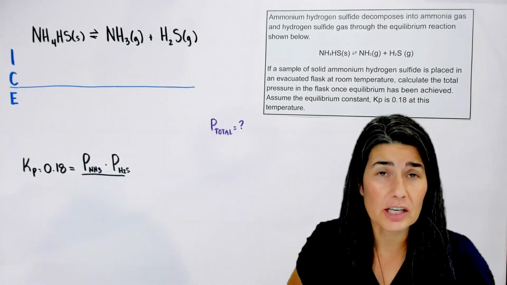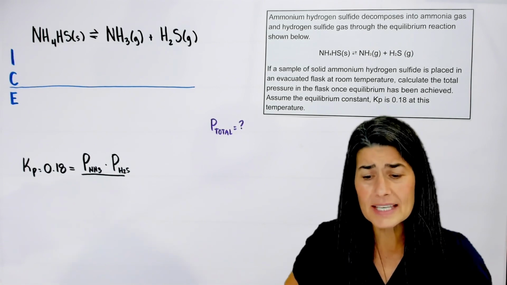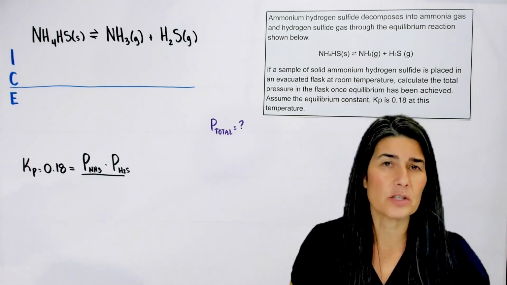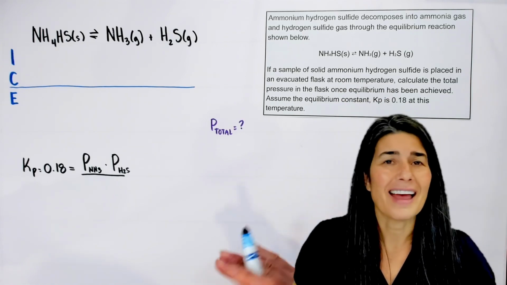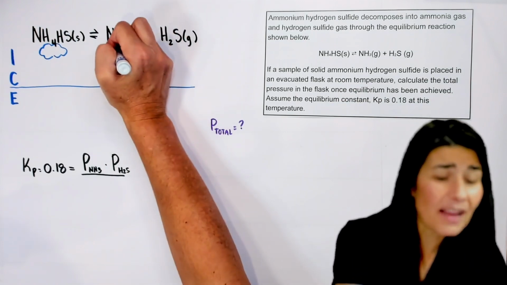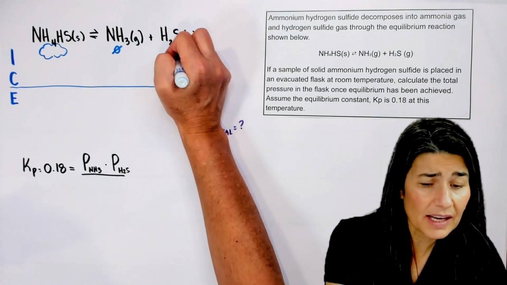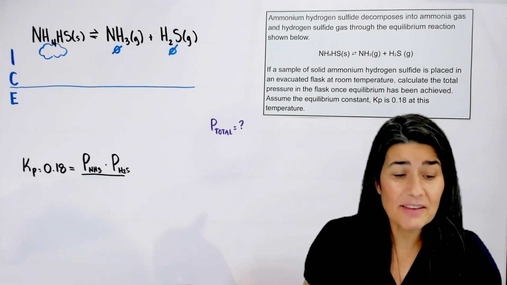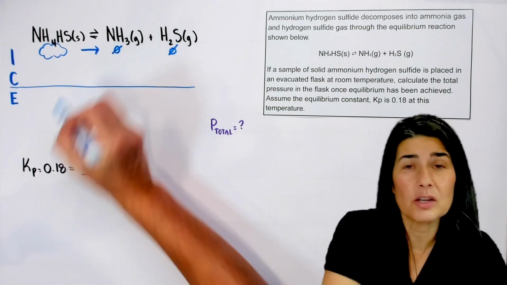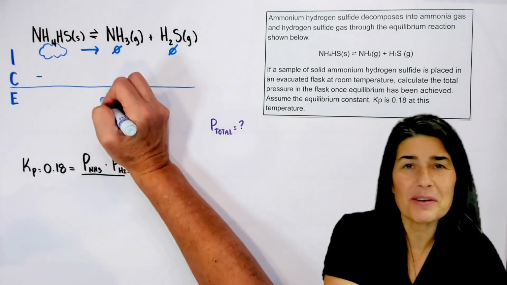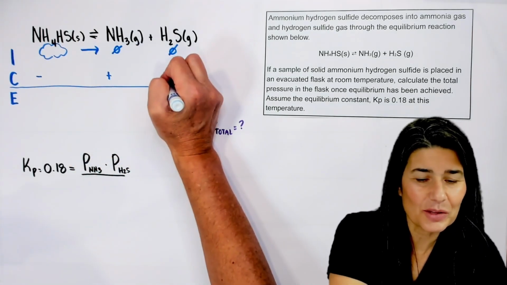Let's go ahead and look at our ice table. They start with a sample of solid ammonium hydrogen sulfide. How much? I don't know. They just put some solid in there. They did not put any initial NH3 or H2S in the container. This tells me that I have to go in the forward direction in order to reach equilibrium. I'm going to take away from the left. I'm going to add to the right.